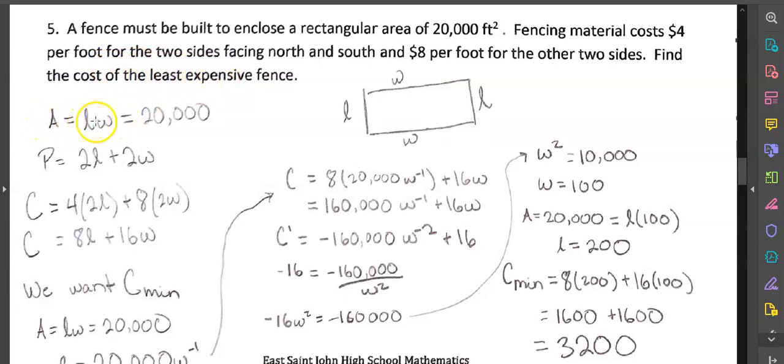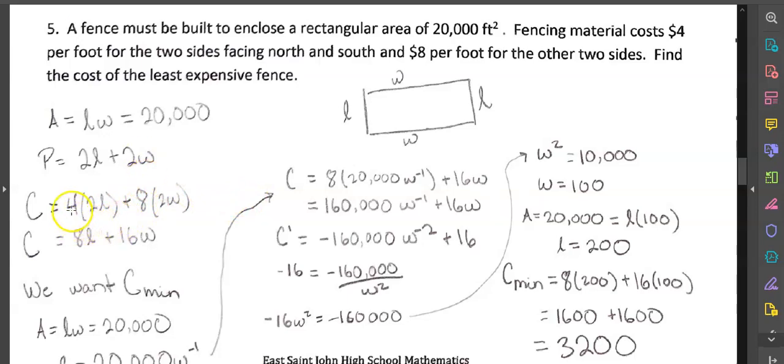So we have our area that's given to us this time. So we set our area equation equal to 20,000. And now we have a traditional rectangle. The perimeter is 2L plus 2W. But we also want to keep in mind that we're trying to minimize the cost. So we need to think about what our cost function looks like. It's $4 per foot on the sides facing north and south. We put 4 next to the 2 L's, and we put 8 next to the 2 W's.